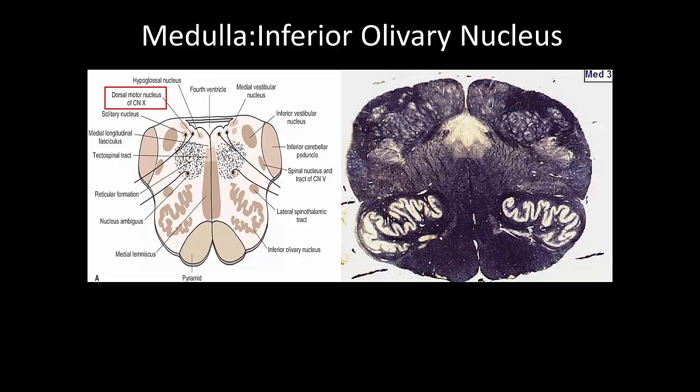Now, just lateral to the hypoglossal nuclei lie the dorsal motor nuclei of the vagus. Now, the positioning of these two nuclei, the hypoglossal nuclei and the vagus, create a bulge into the floor of the fourth ventricle that can once again be seen in the gross specimen.